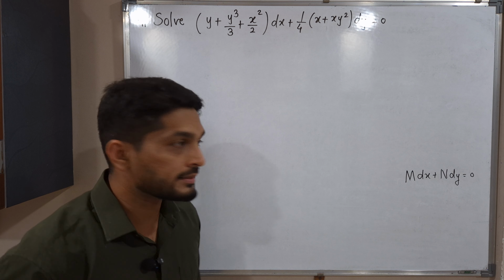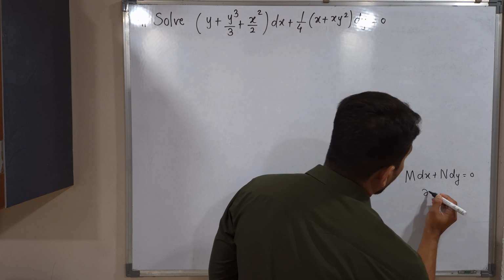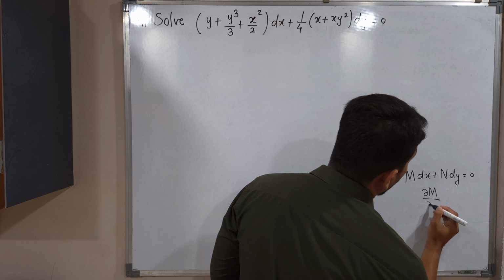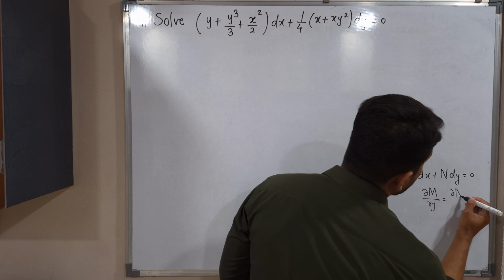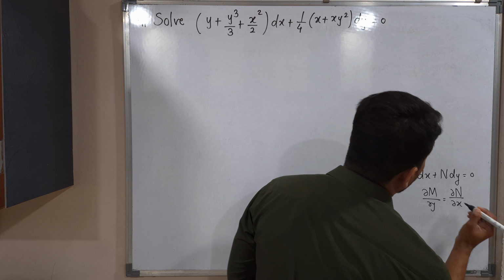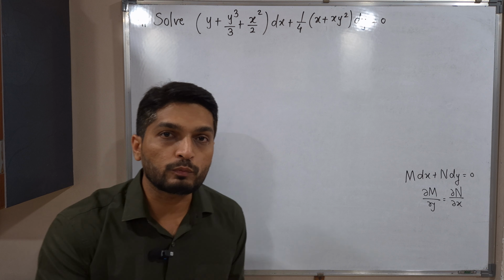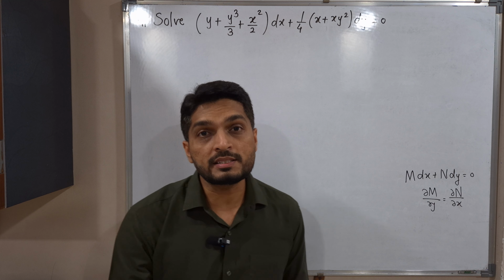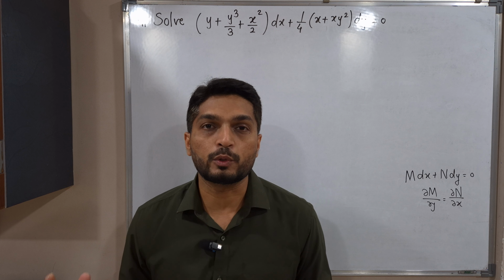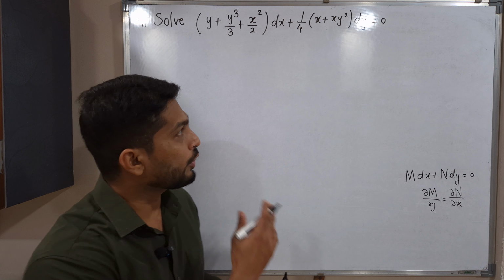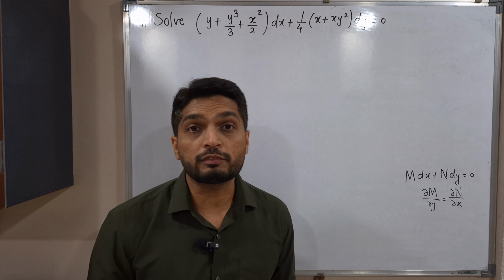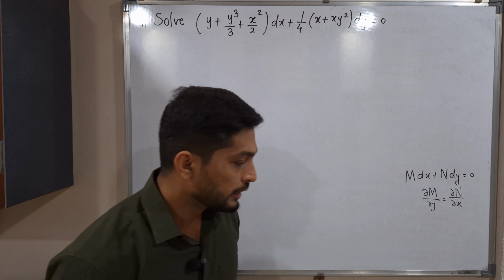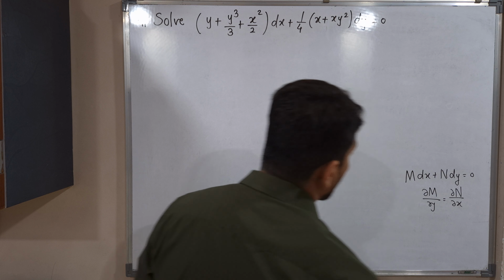We say it is exact if del M by del y is the same as del N by del x. It means the partial derivative of M with respect to y should be the same as the partial derivative of N with respect to x. So for the given problem also, we will check first whether it is exact or not. Let me note down first our M and N.